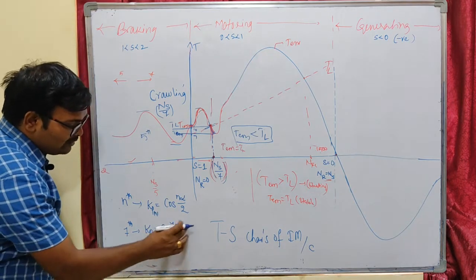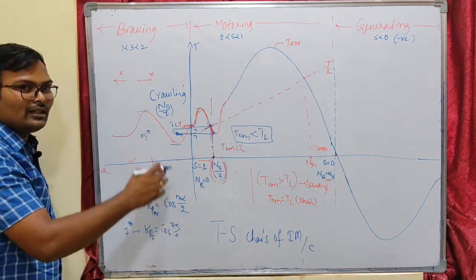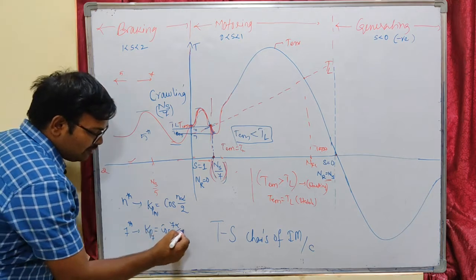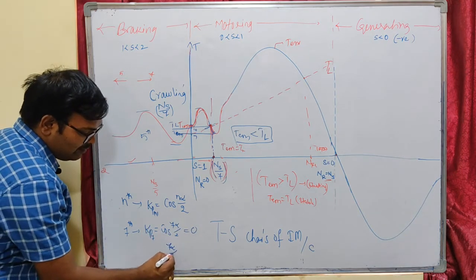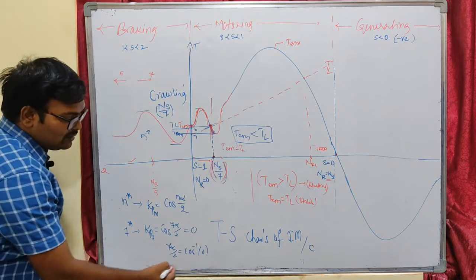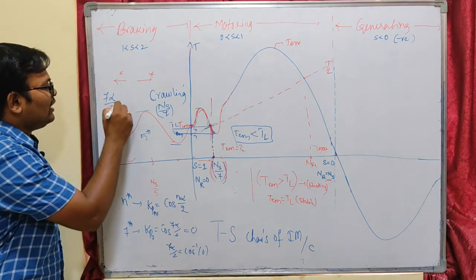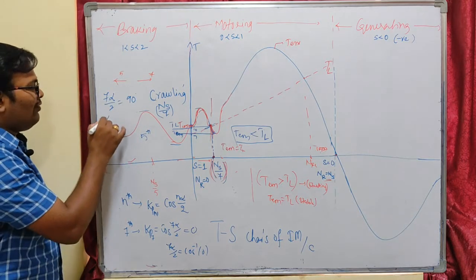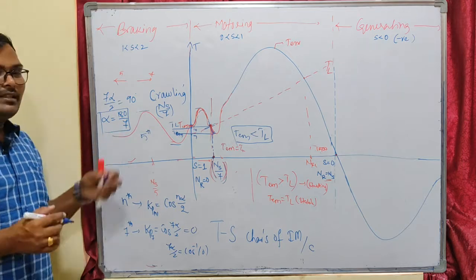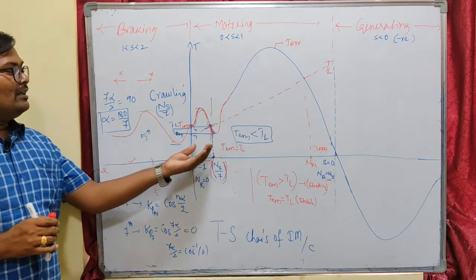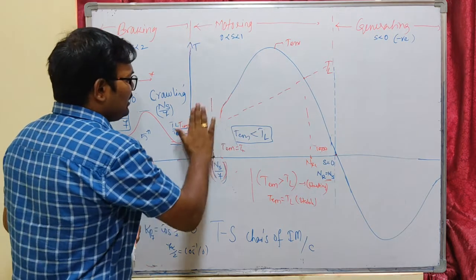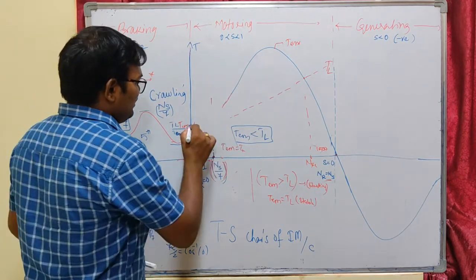If you make Kp7 equal to 0, the 7th harmonic electromagnetic component will be 0. That means 7 alpha by 2 equals cos inverse of 0, which is 90 degrees. So alpha will be 180 by 7. If you make the coil pitch angle equal to 180 by 7, that will eliminate the 7th harmonic from this torque slip characteristics, so that our machine will be free from the 7th harmonic.